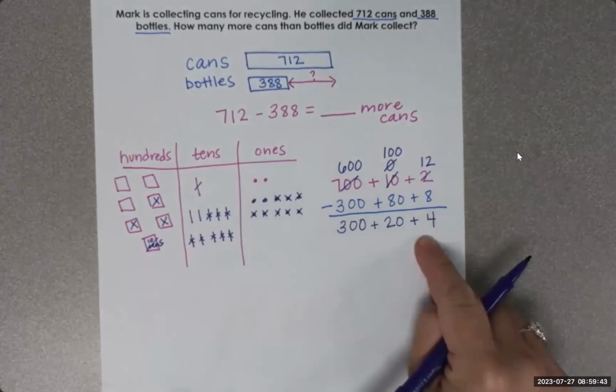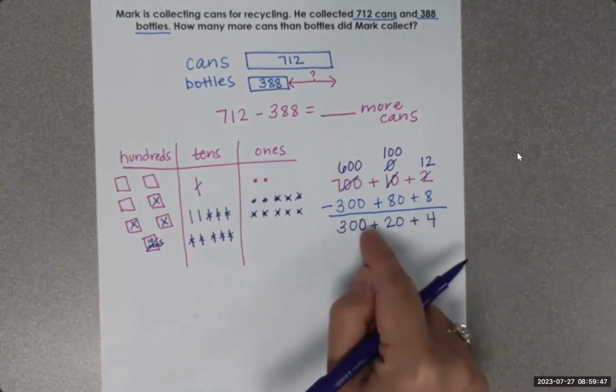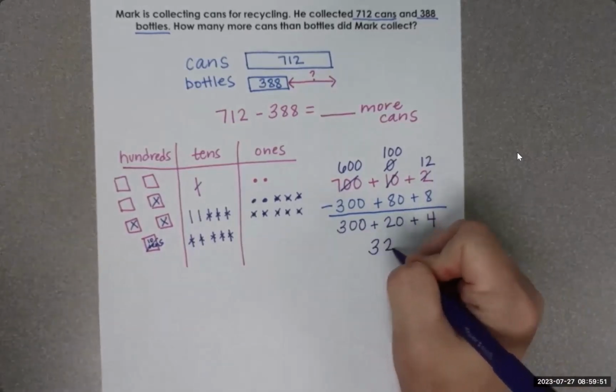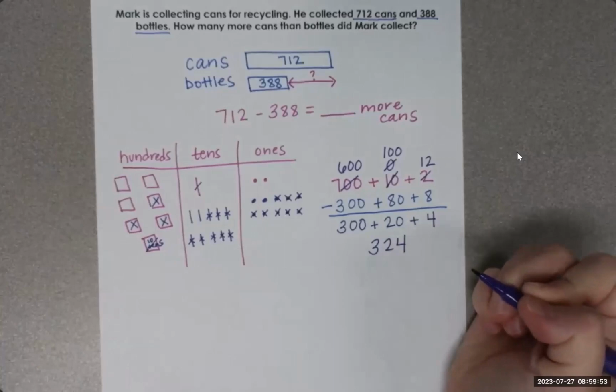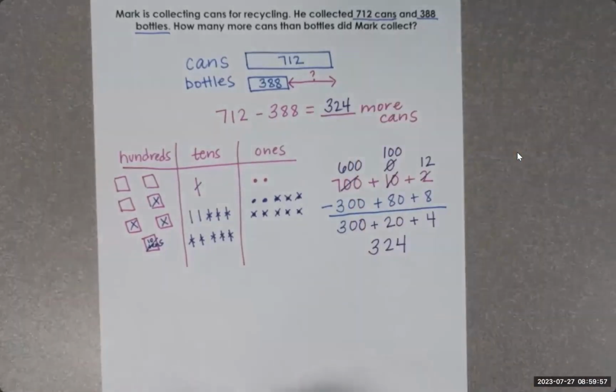So after I've subtracted and I take my expanded form, 300 plus 20 plus 4, written in base 10 numerals, I have 324. There are 324 more cans than bottles that Mark collected.